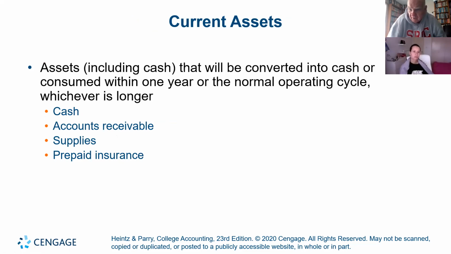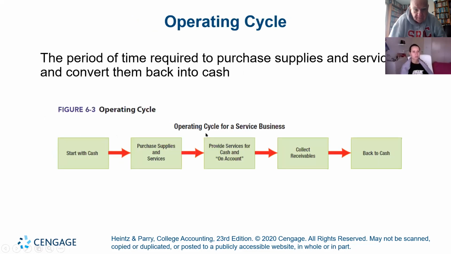We know what current assets are. Assets that are going to be consumed within a year: cash, accounts receivable, supplies, insurance. We certainly hope we're going to get our accounts receivable paid within a year. And now they're kind of backing us up a little bit. They're showing us the operating cycle. I'm not sure this is too worth looking at, but let's go through it. Operating cycle. You have some cash to start the business. You buy supplies. You provide services for cash or on account. You collect. Everything goes cash to cash. Ashes to ashes, cash to cash.